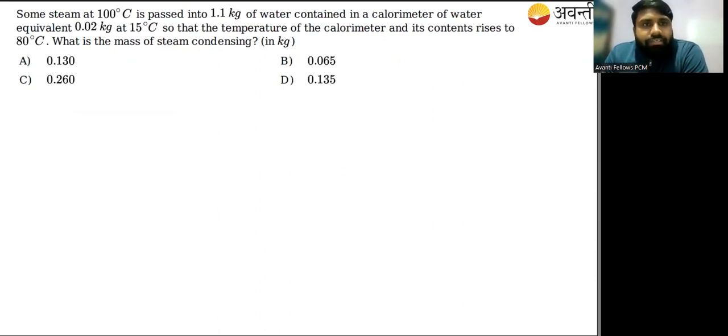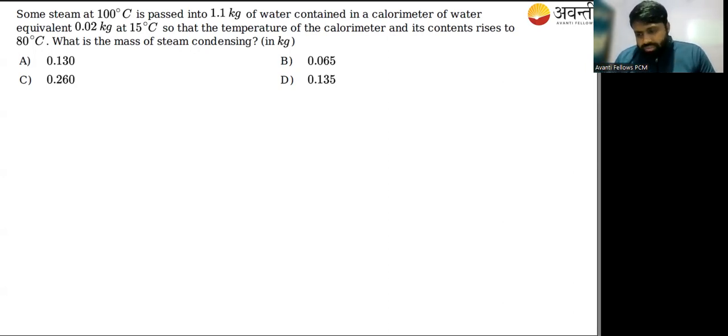Now, some steam at 100 degrees Celsius is passed into 1.1 kg of water contained in a calorimeter of water equivalent 0.02 kilogram at 15 degrees Celsius, so that the temperature of the calorimeter and its contents rises to 80 degrees Celsius. Now, what is the mass of steam condensing?